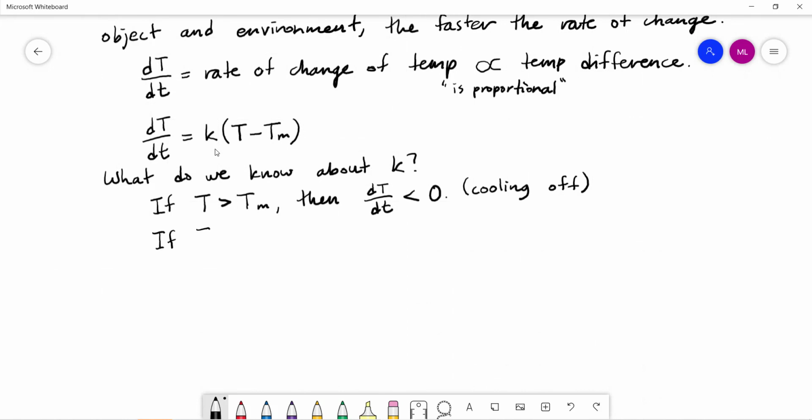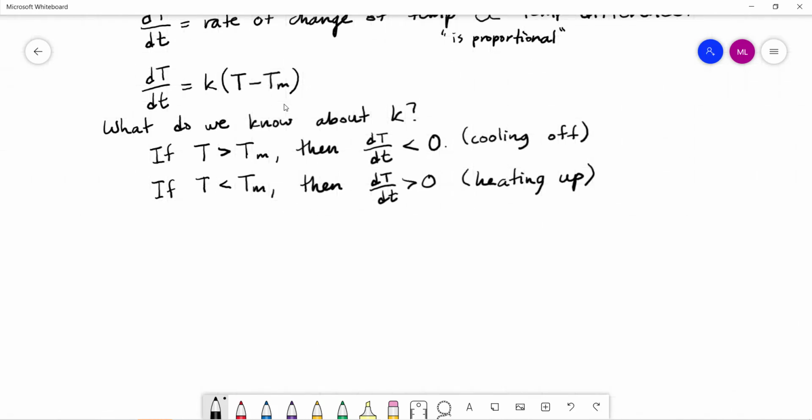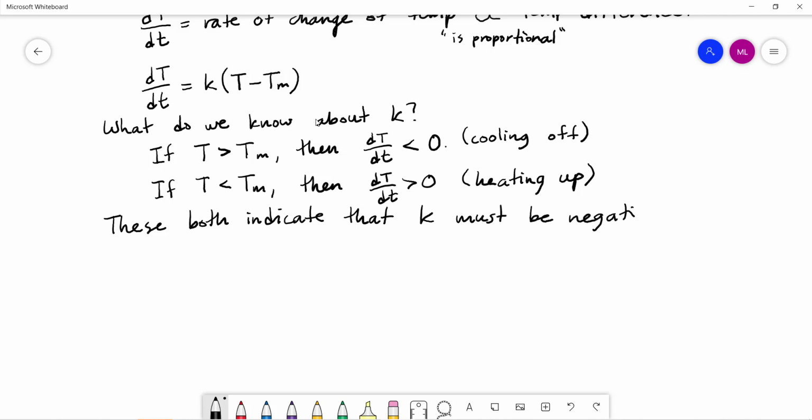Similarly, if the temperature is less than the room temperature, then we want our rate of change, dT/dt, to be greater than 0. We want it to be heating up. And same thing goes over here. If this number is smaller than this number, so if T is less than Tm, then this difference would wind up being negative. But to make the overall rate of change positive, again, k would have to be negative to undo this negative and make the whole right-hand side positive. So between either of those two bullet points, these both indicate that k must be negative. Otherwise, hot objects will continue to heat up and cold objects will continue to get colder. They will move away from room temperature instead of toward room temperature, which is not what we want.